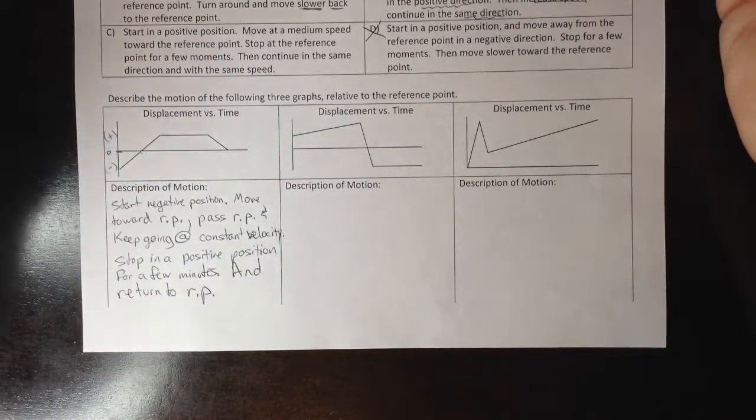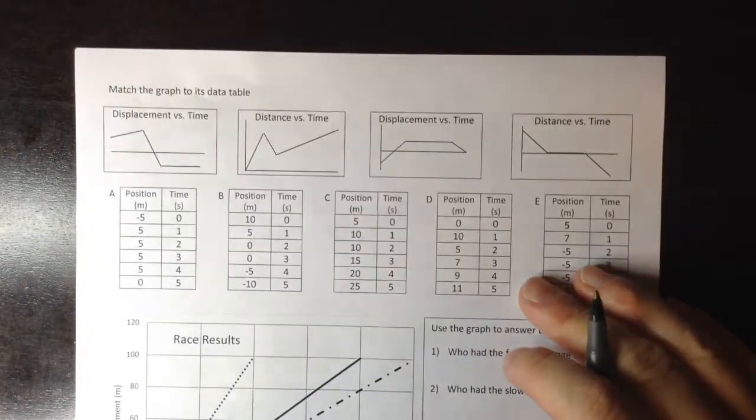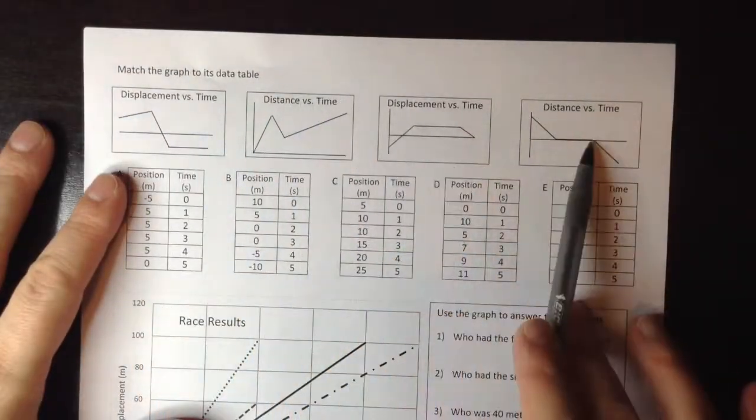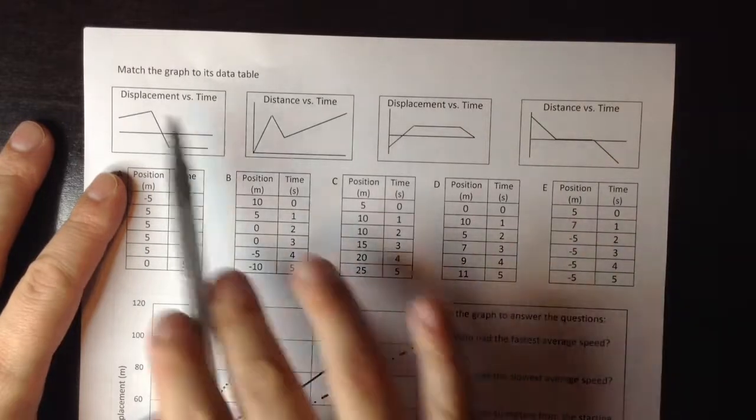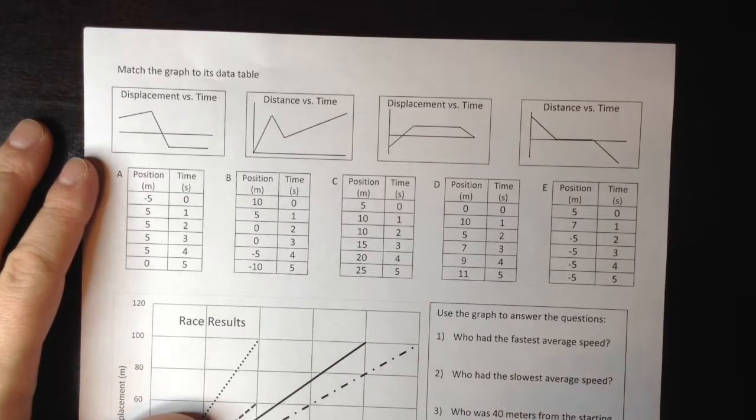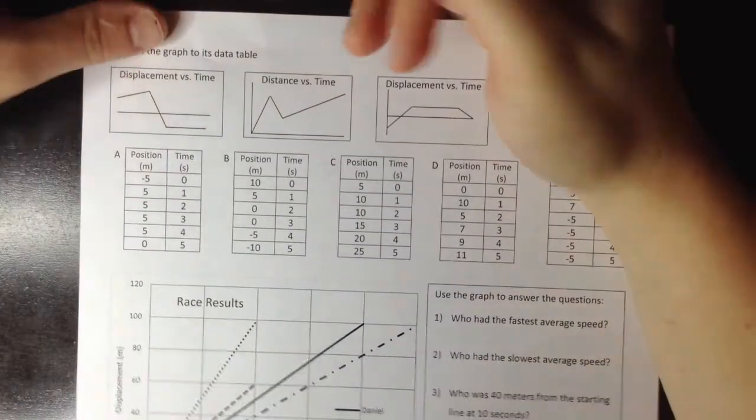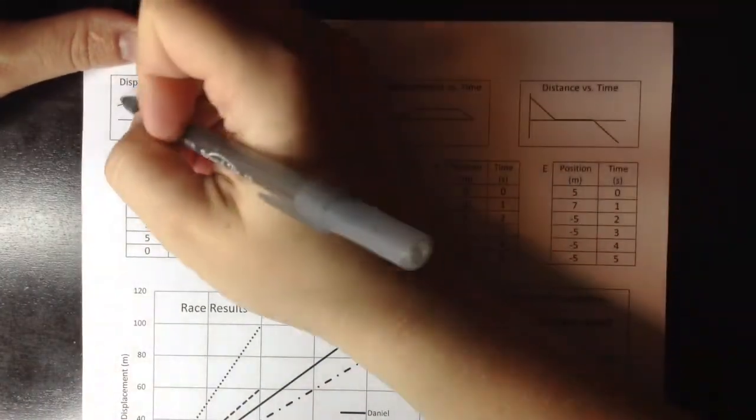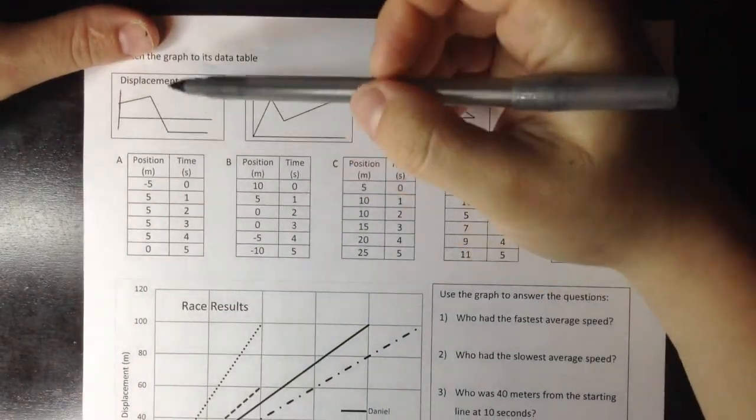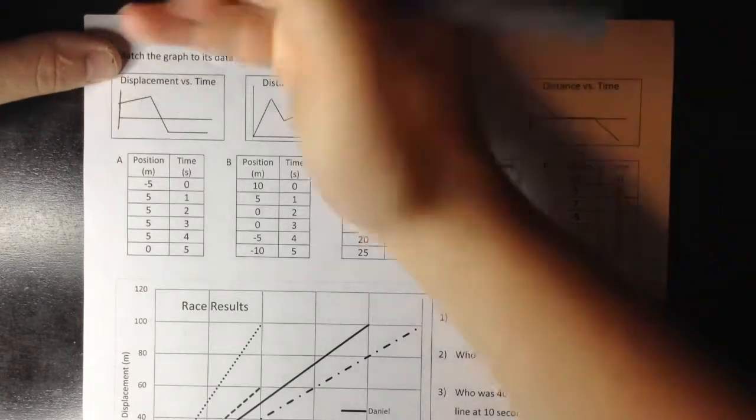Alright, now for the back side. This time we're now going to match the graphs to data tables. Alright, 4 graphs, 5 possible data tables. See how well you can match them. Okay? So, this graph, sorry, missing its y-axis there. Alright, so here, let's just look at the first graph right here.